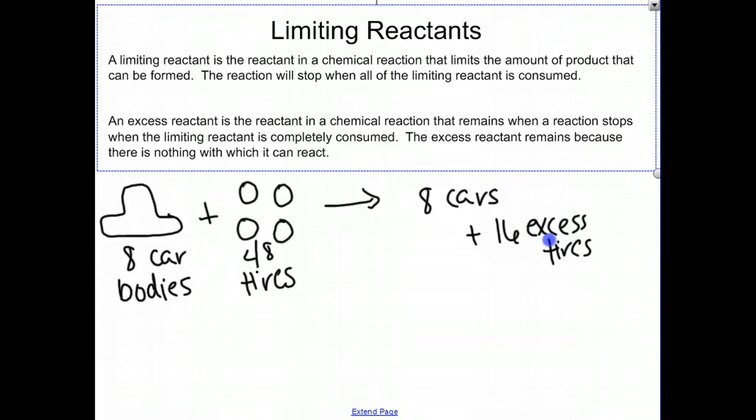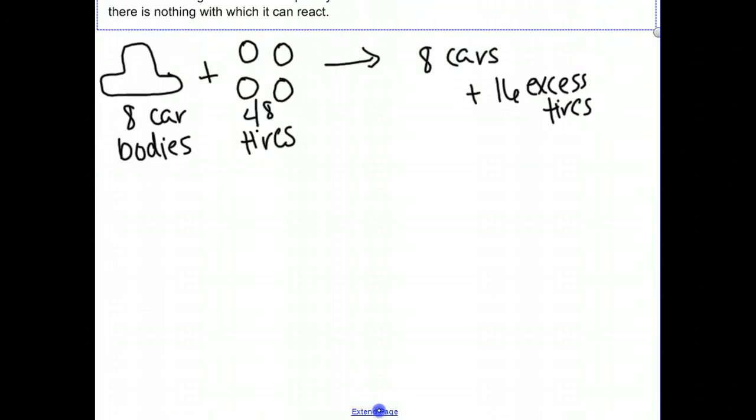Because no matter how many tires there are, if there are only 8 car bodies, then only 8 cars can be made. The same is true with chemistry. If there is only a certain amount of one reactant available for a reaction, the reaction must stop when that reactant is consumed, whether or not the other reactant has been used up. In other words, we still have tires left over regardless of the fact that we don't have any more car bodies. So let's look at an example of this.